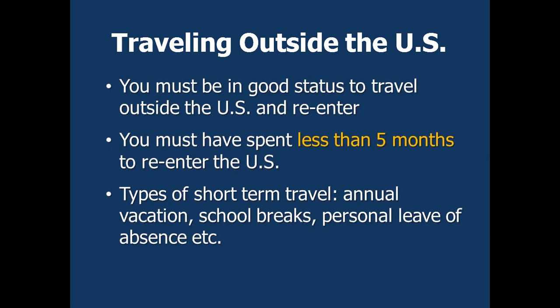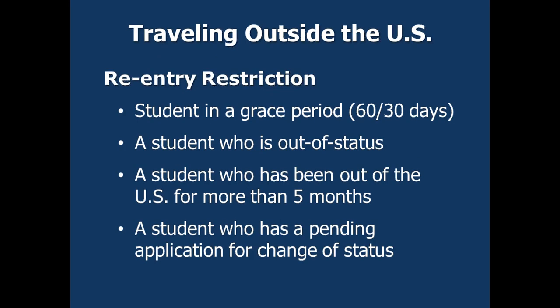You must also be in good status to travel outside the United States and to be able to re-enter. You must have spent less than 5 months to be readmitted under your current document. Types of short-term travel, less than 5 months, include annual vacation, school breaks, and personal leave of absence. There's a restriction on re-entry.